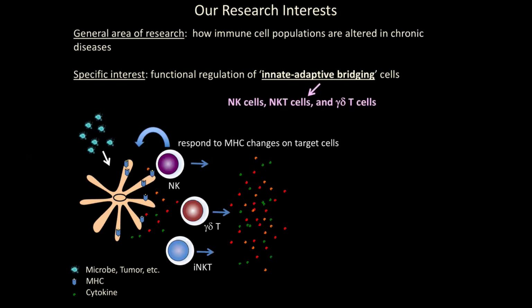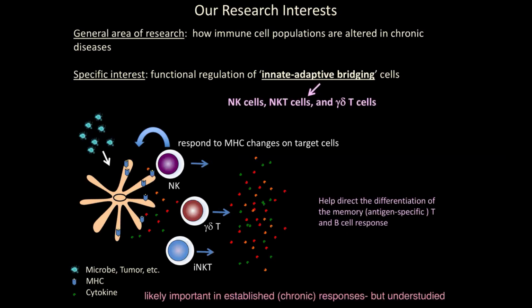So the thinking is that the effector functions of the cells then dictate the nature of the memory T and B responses, and the cells are likely very important in chronic disease, but overall they're understudied in comparison with traditional T cells and B cells. And conversely, the function of these cells is prone to the phenomenon of exhaustion.